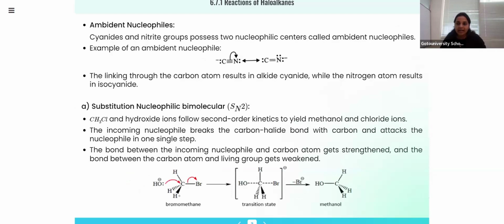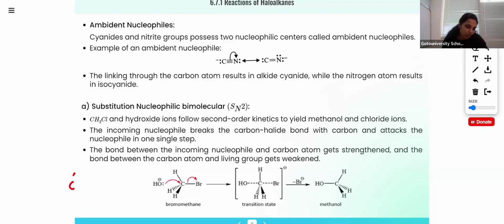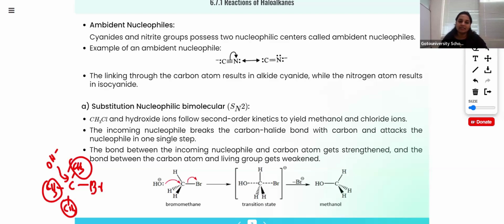Suppose all these three hydrogen atoms are substituted by methyl groups. So what will happen? This is a normal bromomethane. Suppose I am taking the compound C(CH3)3Br, with three CH3 groups and bromine. So here we can say when the OH minus is attacking the carbon, it becomes hindered by the presence of three bulky methyl groups. Hydrogen is comparatively a small atom. So this is a tertiary one.